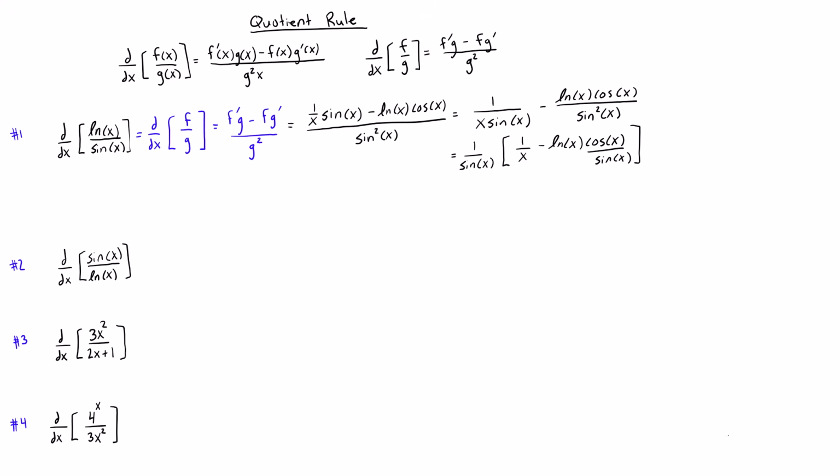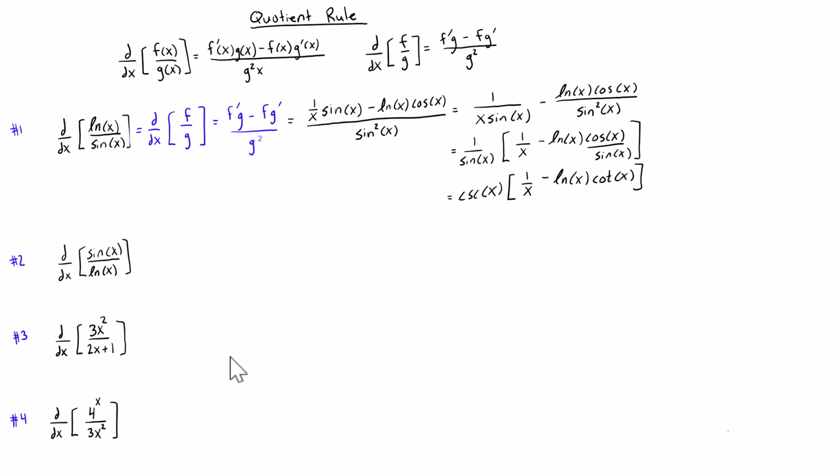And we can just use some trig identities here. 1 over sine of x is cosecant x, and then we're going to multiply this by 1 over x minus ln of x. And cos of x over sine of x, we can write that more simply as cotangent of x. And that is the derivative of the original function. So the derivative of ln of x divided by sine of x is cosecant x times all this stuff.